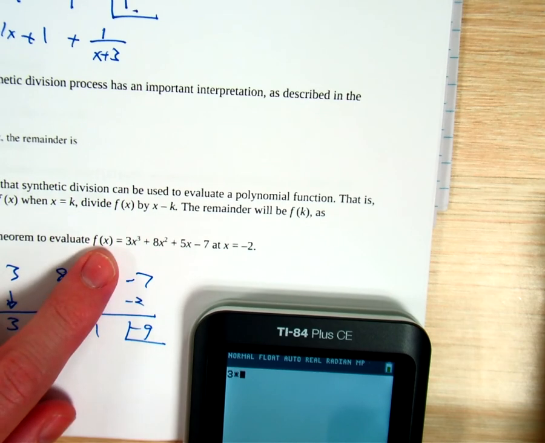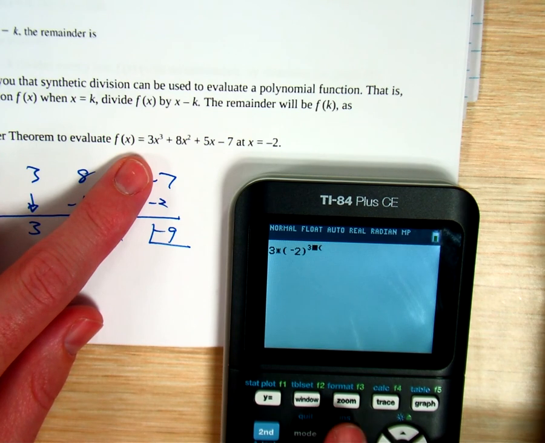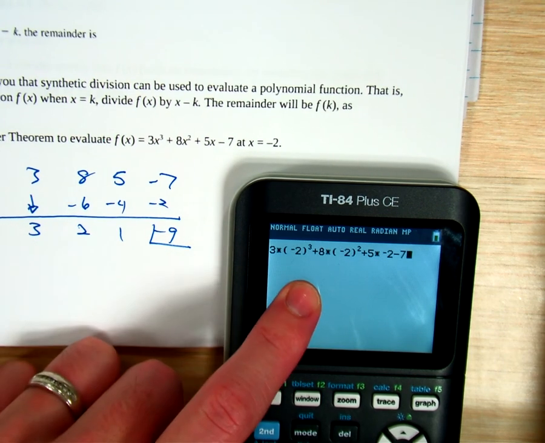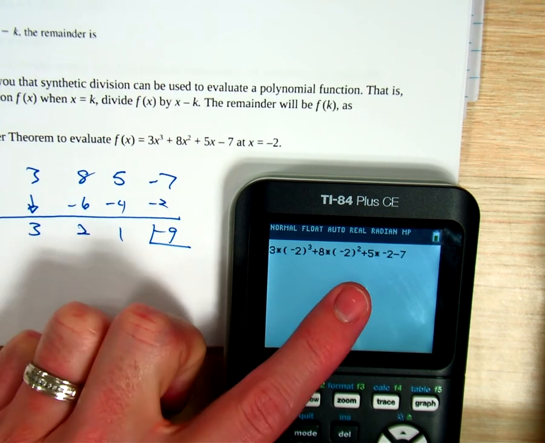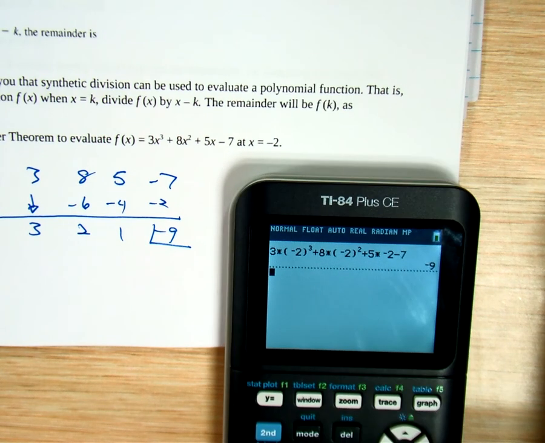3 times, parentheses, negative 2 to the 3rd. Plus 8 times, parentheses, oh, too far. We got to bring that down. Plus 8 times negative 2 squared. Plus 5 times negative 2 minus 7. 3 times negative 2 to the 3rd, 8 times negative 2 squared, 5 times negative 2 minus 7 more. Drum roll. Negative 9. Told you. Math-mazing.